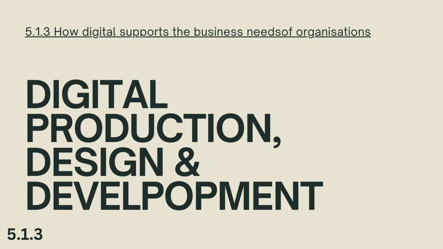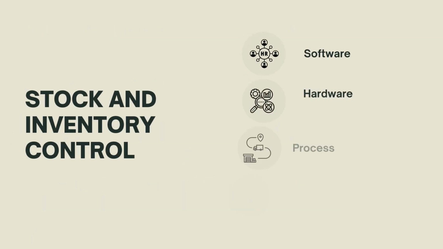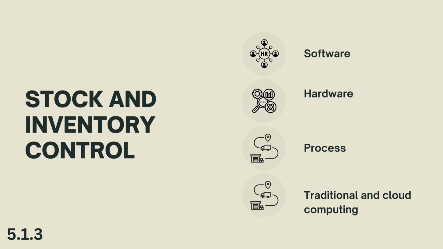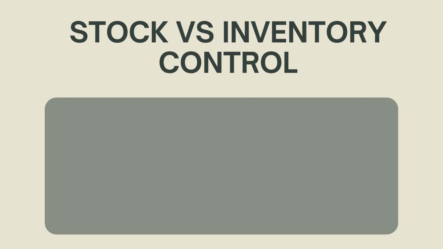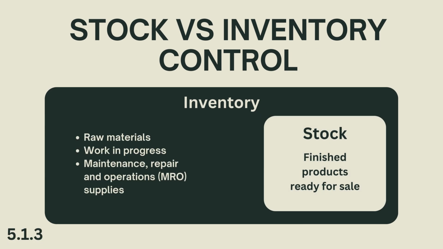In today's video, we'll be exploring how digital technologies support the business needs of organizations. We're looking at automated stock and inventory control systems and comparing traditional IT solutions with cloud-based technologies. By the end of this video, you'll understand how these digital tools enable businesses to streamline their operations, improve communication, and enhance collaboration. Let's get started with our first concept, the difference between stock and inventory control.